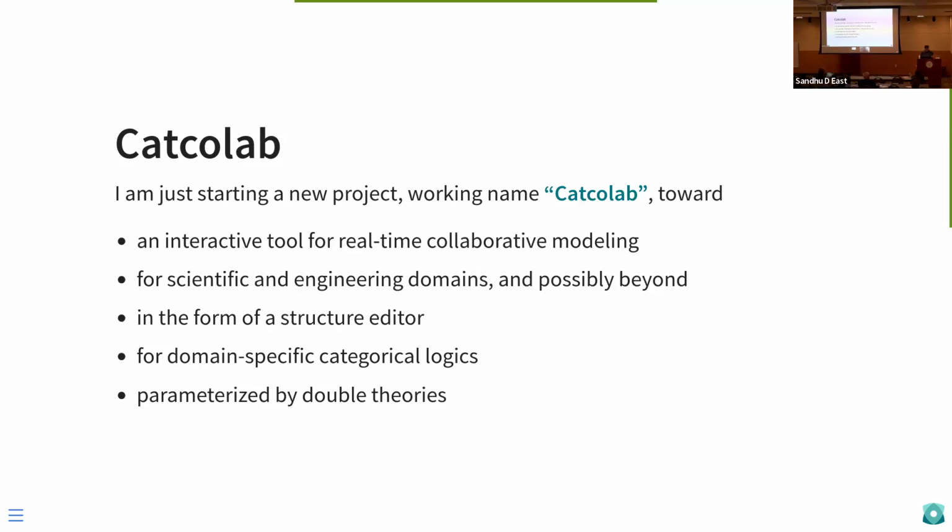And so I'm starting to work on some kind of interactive tool, which is supposed to support collaborative modeling and domain-specific logics. I'm starting with some of the scientific and engineering domains that we worked in the past, because at least we have some experience with those. The system is intended to take the form of a structure editor. So a somewhat textual interface, but which has a lot of scaffolding. And this is where I think some of the ideas that Xiaowei was telling us would plug in.